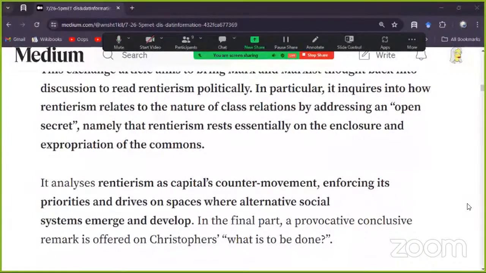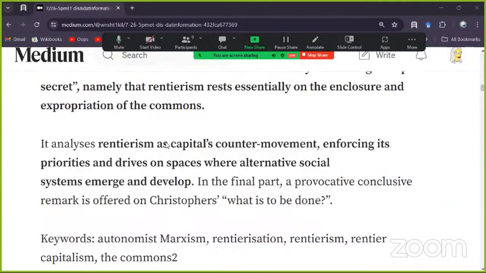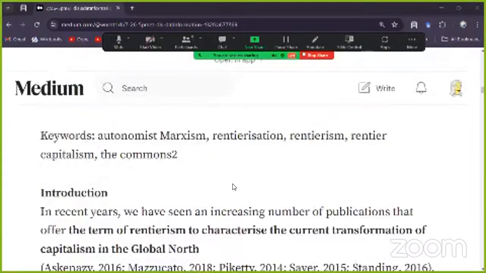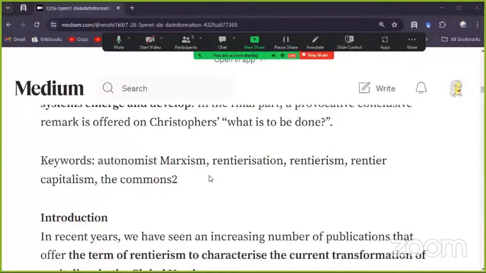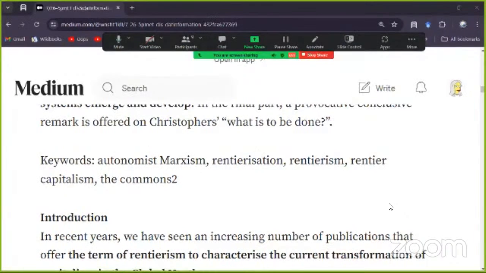This sort of work analyzes rentierism as capital's counter-movement, enforcing its priorities and drives on spaces where alternative social systems emerge and develop. In the final part, a provocative concluding remark is offered on Christophers' "What Is to Be Done." Certain underlying ideas and movements related to this can be, for example, the autonomous Marxism that we see operative in Italy, which tries to engage not only non-knowledge or knowledge-based or intellectual labor, whatever that might be, but also worker questions in general. It is an idea that remains in certain parts of Italy, still worth talking about.